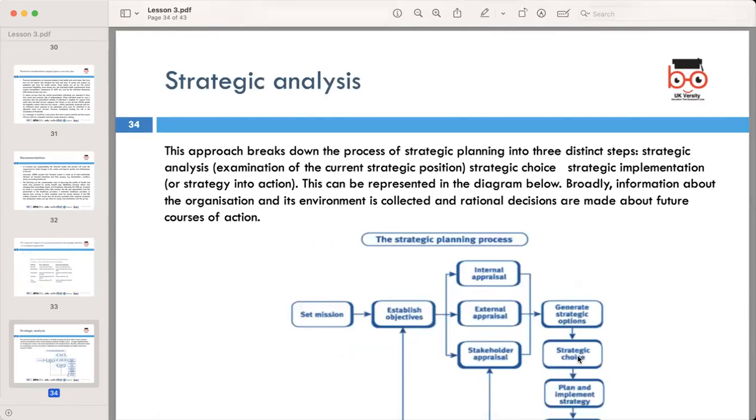Strategic analysis. Strategic analysis plays a very crucial role in this process, as it involves examining the current strategic position of the organization by collecting information about the organization and its environment. Then we can make rational decisions about the future course of action.